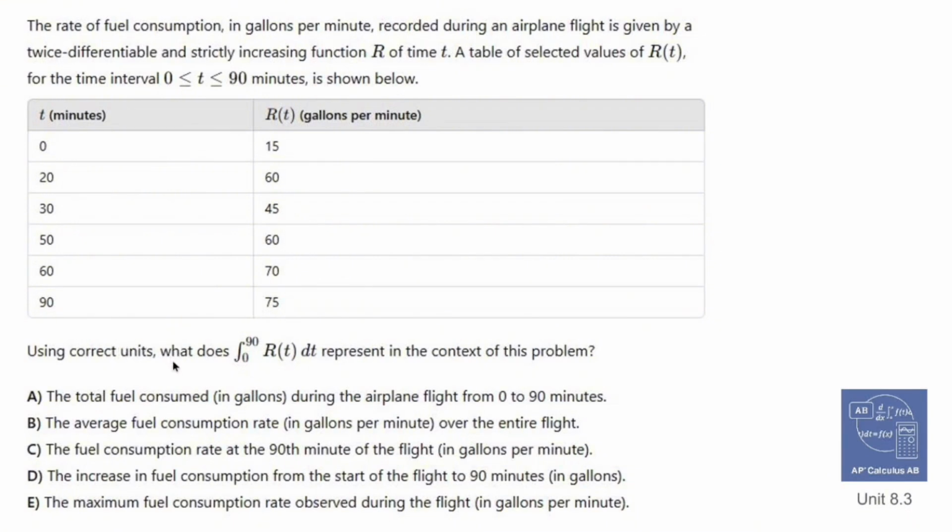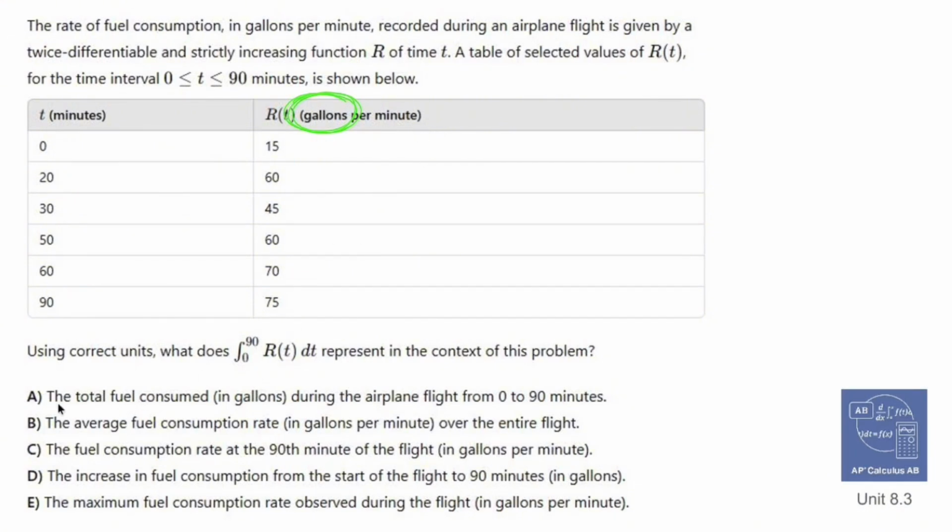Using correct units, what does the integral from 0 to 90 of r of t dt represent in the context of this problem? Oh, that's not that bad. All right, so when you integrate a rate, you're going back to its original thing. So you're kind of getting rid of the per time part. So we're just dealing with gallons here. Between 0 and 90, we are finding how much fuel we're going to use for the first 90 minutes.